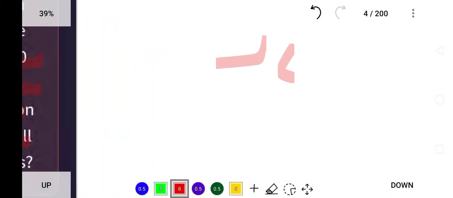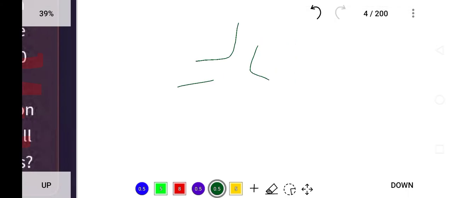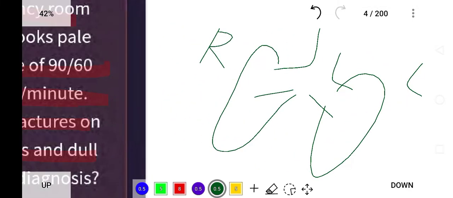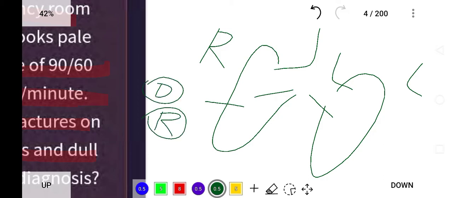Now let's suppose we are drawing here the lungs. This is right side and this is left side. In right side there is dull percussion note with a reduced air entry. What will be the diagnosis?